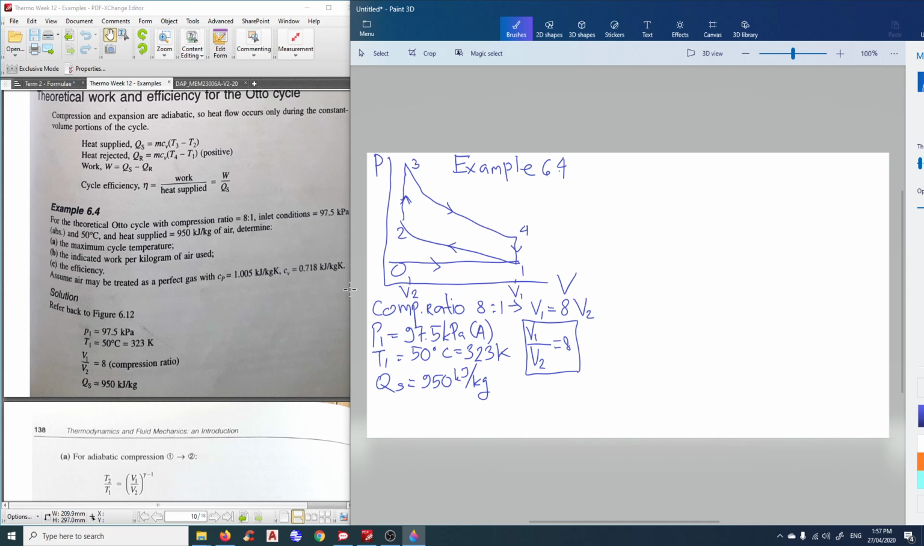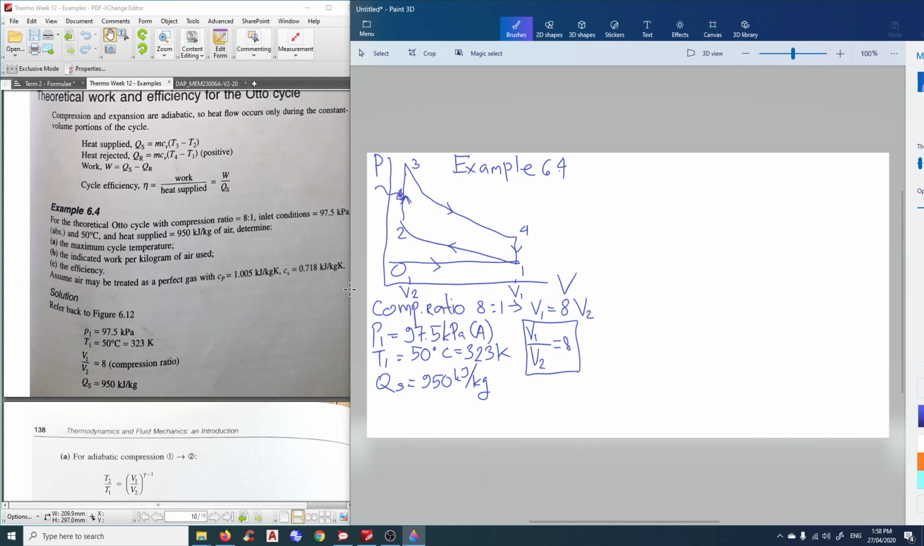Next, let's have a look. Inlet condition is 97.5 kPa absolute, so it's already absolute and we don't have to convert it again. T1 is 50 degrees Celsius, so we do have to convert that into Kelvin, which is 323 Kelvin. And the heat being supplied is 950 kilojoules per kilogram. Where do you think the heat is being supplied? The heat is being supplied here.